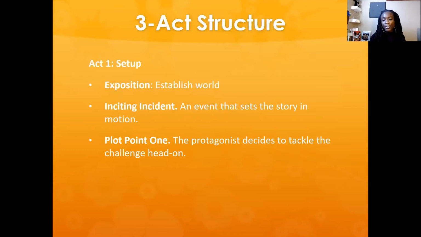Next is the 3-act structure. And when you think of 3-act structure, it is exactly what it sounds like. There's a beginning, middle, and then an end, right? Those are the 3 structures. But within those 3 structures, there are some definitive points of this formula that you're going to want to hit. And so act 1, right? This would be the beginning of your story.